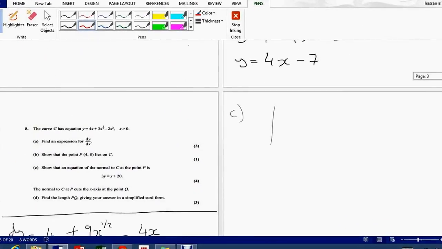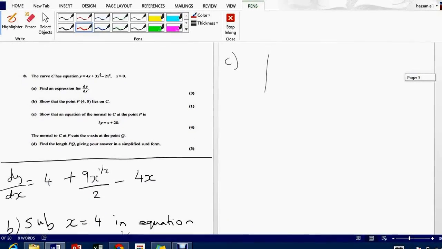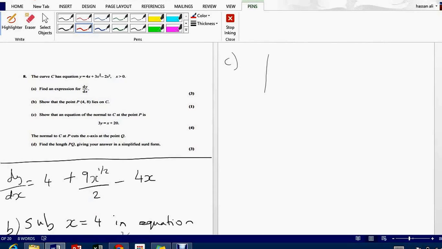Right, moving on to question 8. It's saying the curve C has equation y equals 4x plus 3x to the power of 3 over 2 minus 2x squared. Find an expression for dy/dx. Again, you're differentiating. So 4x will give you 4, plus 9 over 2 x to the power of a half. Remember we're just multiplying by the indices, so 3 over 2 times 3 will give you 9 over 2. You're taking away 1 from 3 over 2, which will give you a half, and then 2 times 2 is 4, so it just gives you minus 4x.